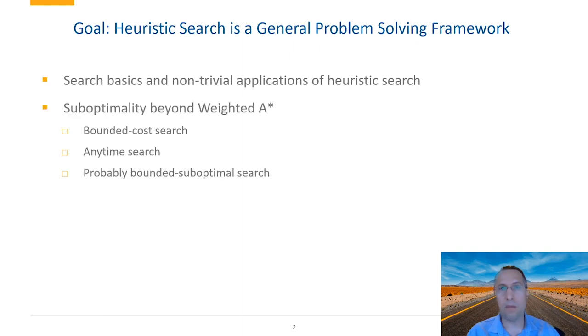Then, I'll talk about one of the most important ways in which we can make search algorithms scale, which is to trade off solution quality for runtime. I'll introduce several forms of suboptimality, including bounded cost search, anytime search, and probably bounded-suboptimal search. I tried to make this masterclass as self-contained as possible, so I hope this will be enjoyable and useful to all who are interested.